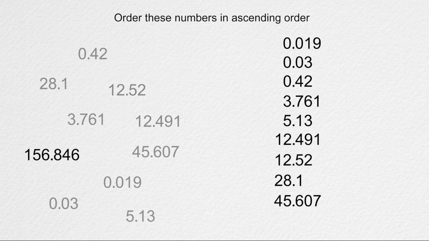So in ascending order, we have 12.491 and 12.52 and 28.1, 45.607. This, of course, leaves us with 156.846. So here are the numbers in ascending order.